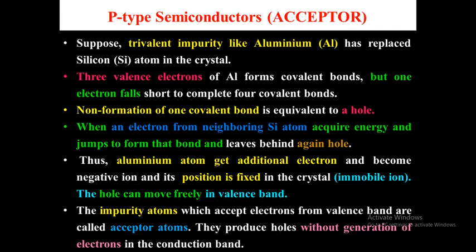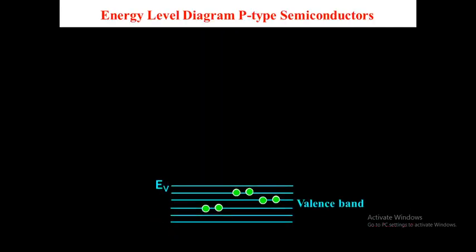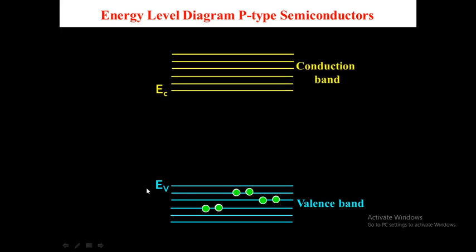Now we will move towards the energy level diagram of the P-type semiconductor. The energy level diagram of a P-type semiconductor consists of the valence band. This is the valence band, which contains the valence electrons present in the silicon atom, and the top of the valence band is denoted by EV. Now the conduction band is present at a certain higher energy than the valence band, and the bottom of the conduction band is denoted by EC.